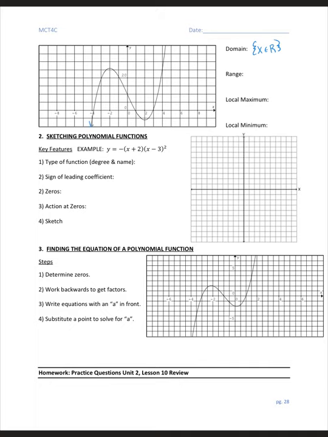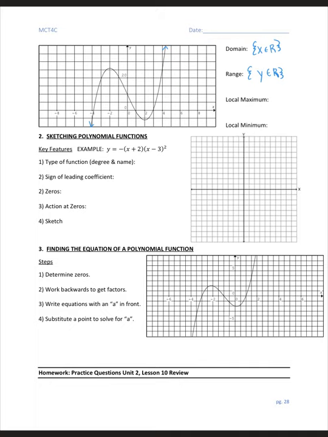In our range, you can see our graph continues on to the left, going more and more negative, and continues on in the right, getting more and more positive. So we will eventually also hit all of our y values, so y for all real numbers.